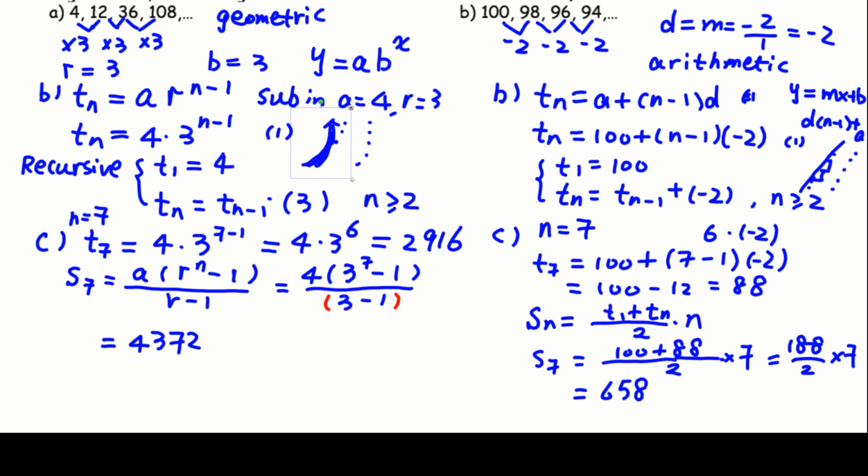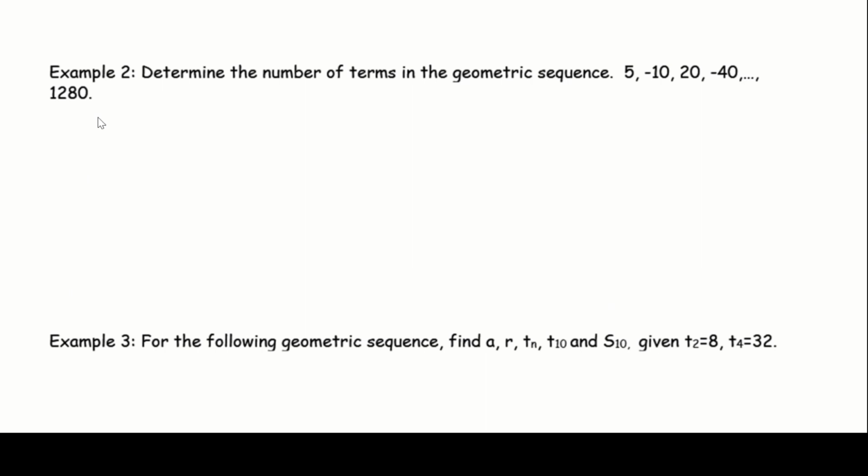After that, we just practice. So next one, example 2. Determine the number of terms in this geometric sequence. So we want to find n. This one is the last term, t sub n, which is 1280. We know the general term formula for a geometric sequence is a b to the exponent x.